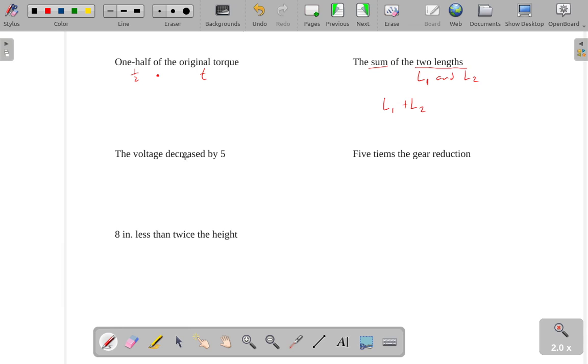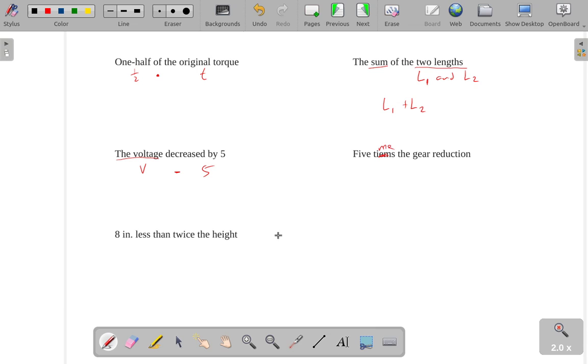Alright, the voltage decreased by 5. Voltage, I'll go ahead and call V. "Decreased by" indicates that we're dealing with subtraction. Decreasing something by 5 means subtracting 5 from it. And this is very specifically in this order, V minus 5, not 5 minus V. 5 minus V would give us something entirely different.